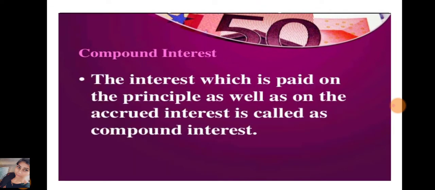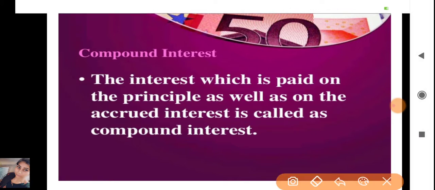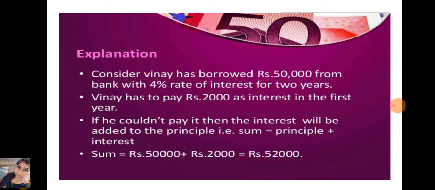Now the next one is compound interest, that we should know before starting this exercise or chapter. The interest which is paid on the principal as well as on the accrued interest is called compound interest. It means the interest is paid on the principal as well as on the interest. So after every particular time, suppose the interest is compounded annually, so after every year the interest will be added to the principal, and the amount for the first year will become the new principal for the second year. Let us see one example based on this.